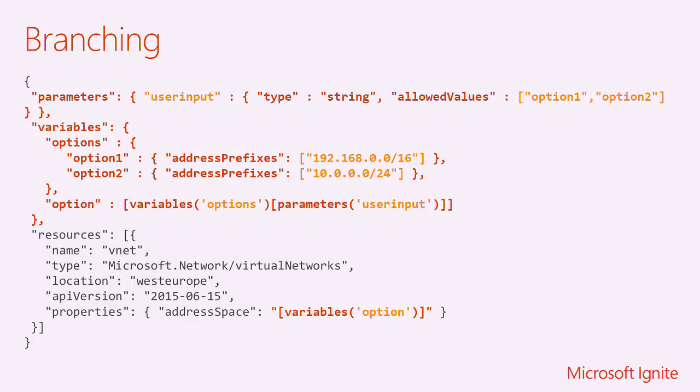And with option 1 and option 2, we have two different address prefixes. Then we can index into that variable's options with the parameter that was passed in, in order to get our specific options object into our option variable here. So it's basically like a dictionary hash map, in order to get the particular configuration out for the parameter that was passed in. And then finally, we can use that option variable here for the address space for our virtual network. So that's how you achieve branching within ARM templates.